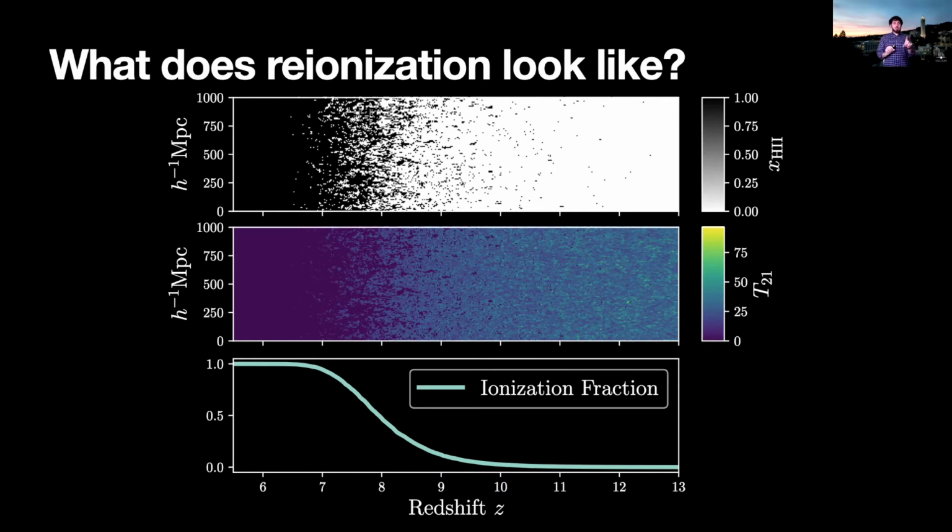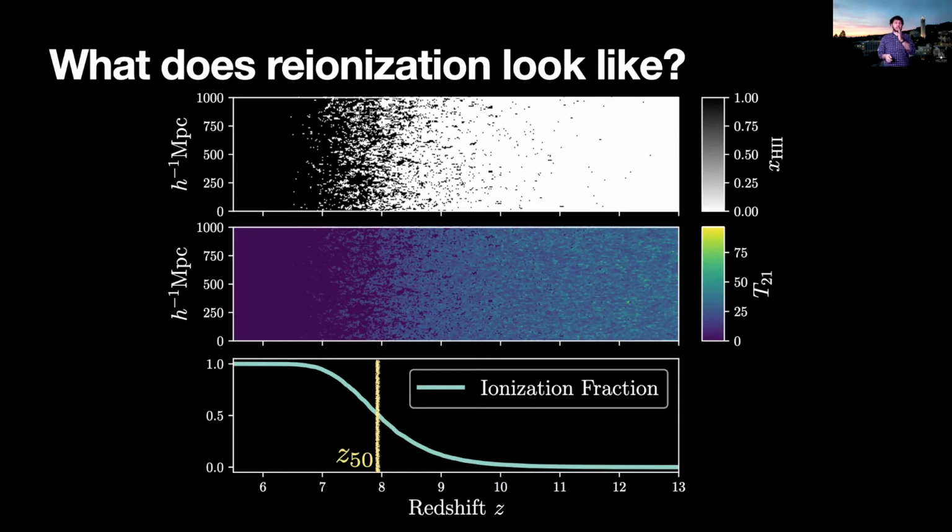So on the left, when the universe is ionized, there's no signal. Again, no neutral hydrogen, no hyperfine transition, no 21 centimeter signal. On the right, you have fluctuations that are mostly driven by the density contrast of the underlying dark matter distribution. And down the bottom, I've computed the ionization fraction, the global fraction of gas that has been ionized as a function of redshift. And so we want to be able to quantify this ionization history.